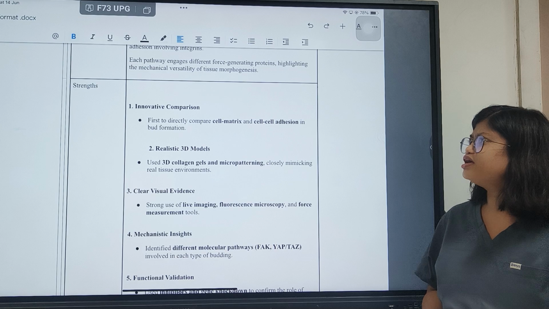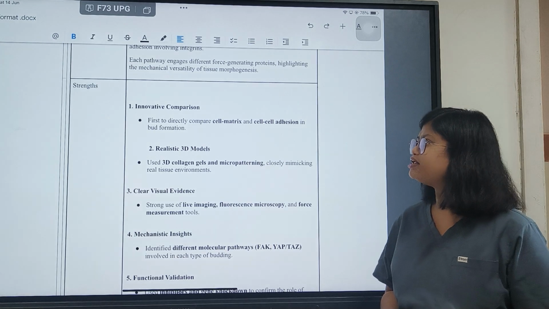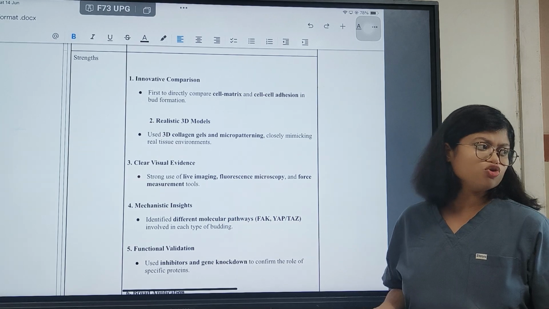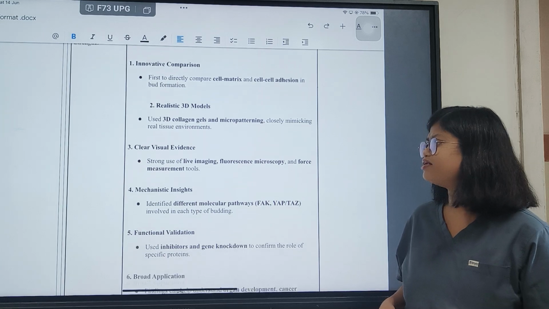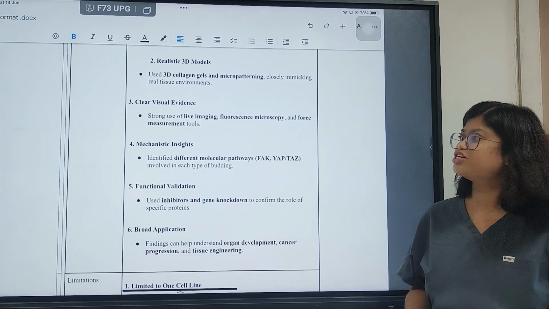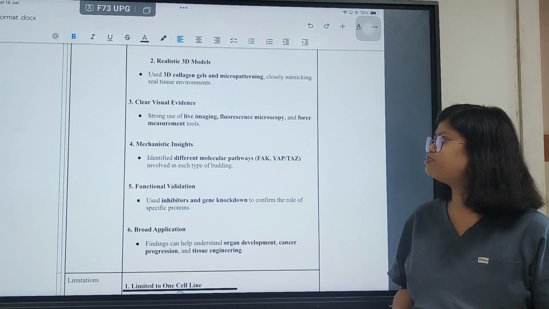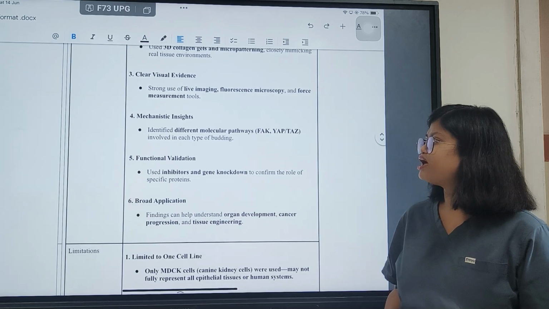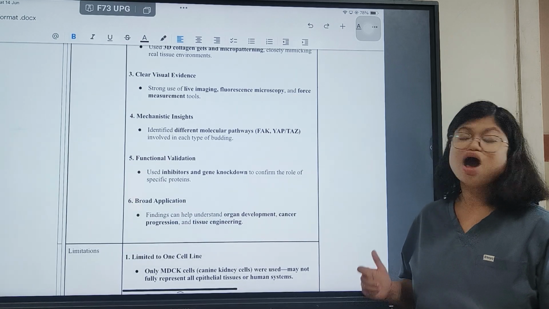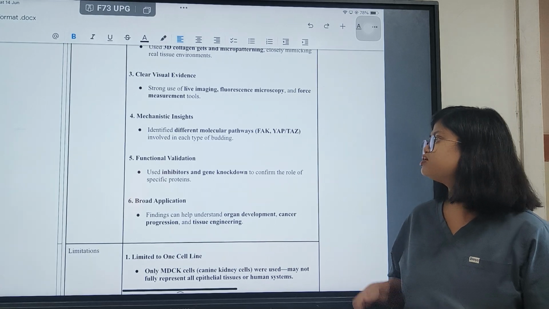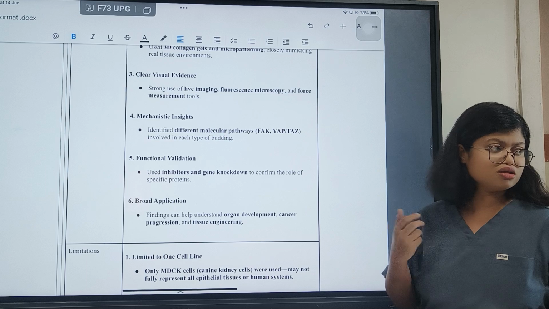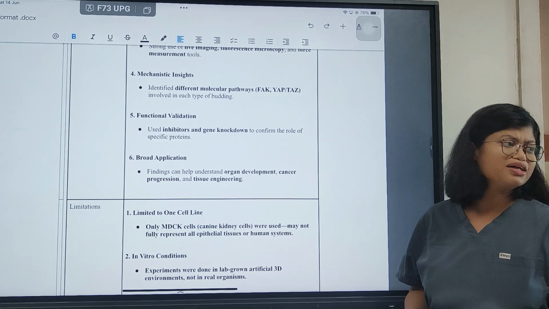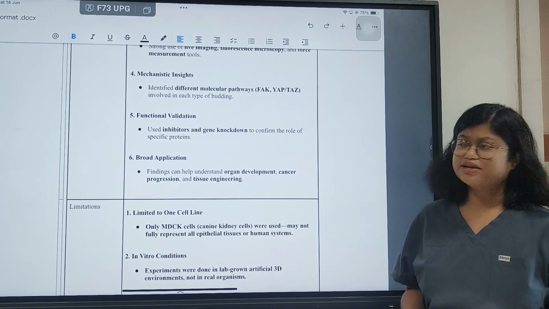Coming to the strengths of the study, it was an innovative comparison. They used 3D realistic models for developing the two models, 3D collagen gels and the micropatterning technique. They had clear visualization techniques, using immunofluorescent microscopy and force traction methods for measuring the force. They had mechanistic insights: how the different molecular pathways develop and how they induce the budding was observed. And they did the functional mechanism by the gene knockdown process and showed how the budding stopped.